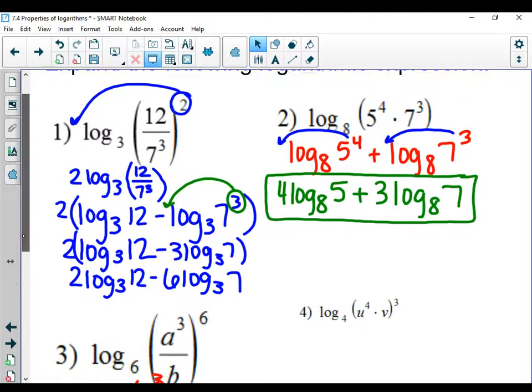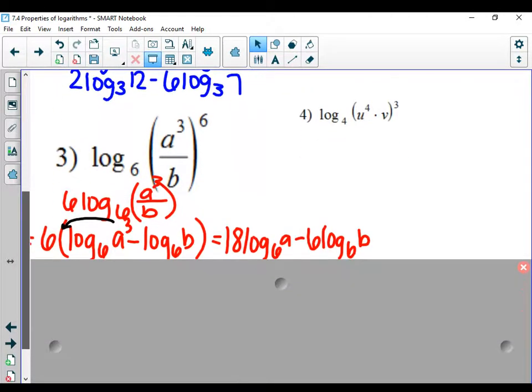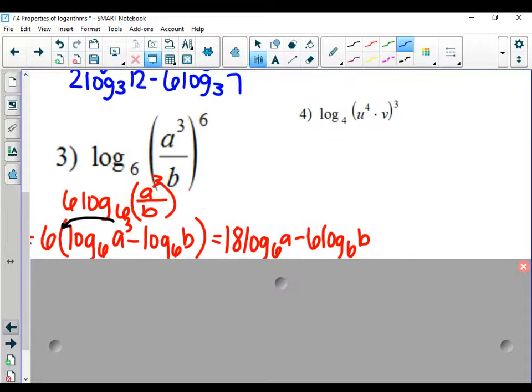Okay, let's look at number 4. Who wants to talk me through number 4? So you can expand it out. Oh yeah, you need to move the 3 in front of the log base 4 first.